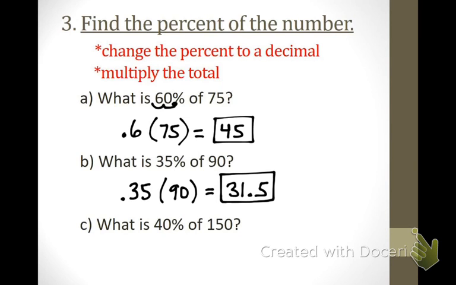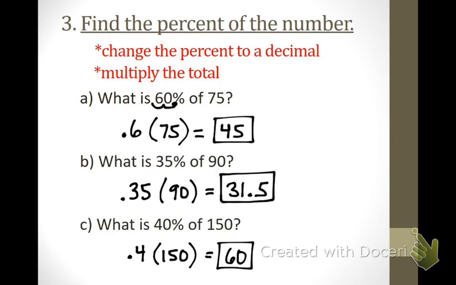Do the last one on your own. Jakari, what do I do first? Okay, when I change the percent to a decimal, what do I get? 0.4. Addison, what do I do next? Good job. And Sherelle, what's my answer? 60 is correct. How many of you got 60 on your own? All right, very good job.